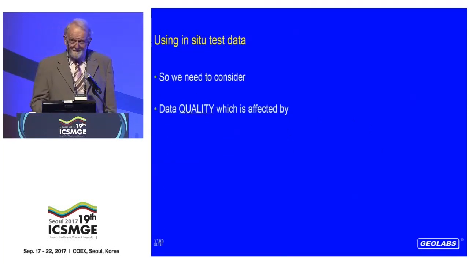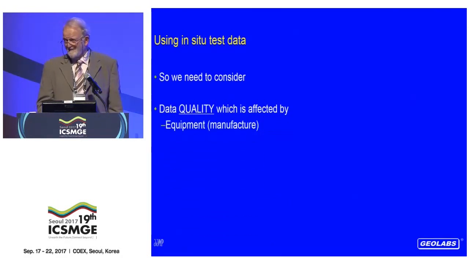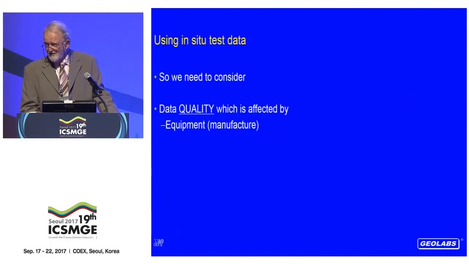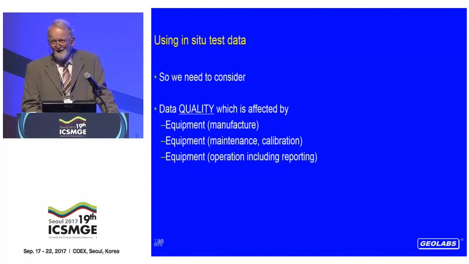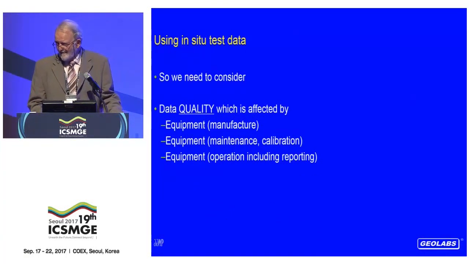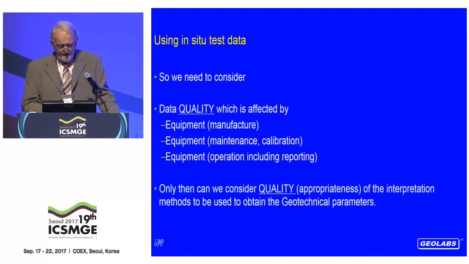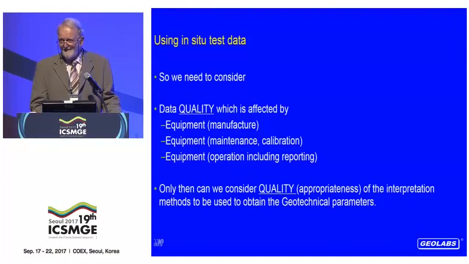So we need to consider the data quality, and that can be affected by equipment manufacture, consistency of manufacture. Equipment maintenance. It's one thing to manufacture good equipment, but maintaining it is crucially important, and calibrating it is very important. And then operation. Is it then used correctly? All trying to give us confidence in what we're trying to get out. And only after we have real confidence in the data that we have can we possibly have confidence in the interpretation methods that we use to get our geotechnical parameters.